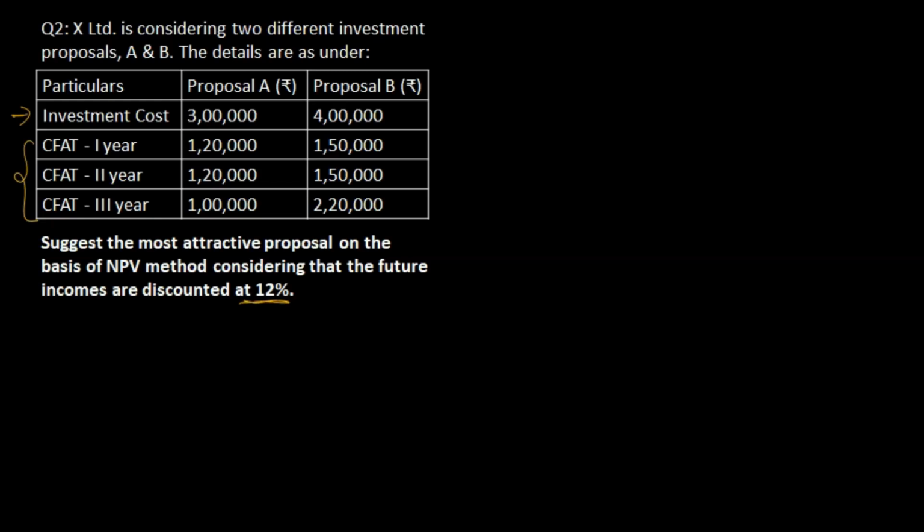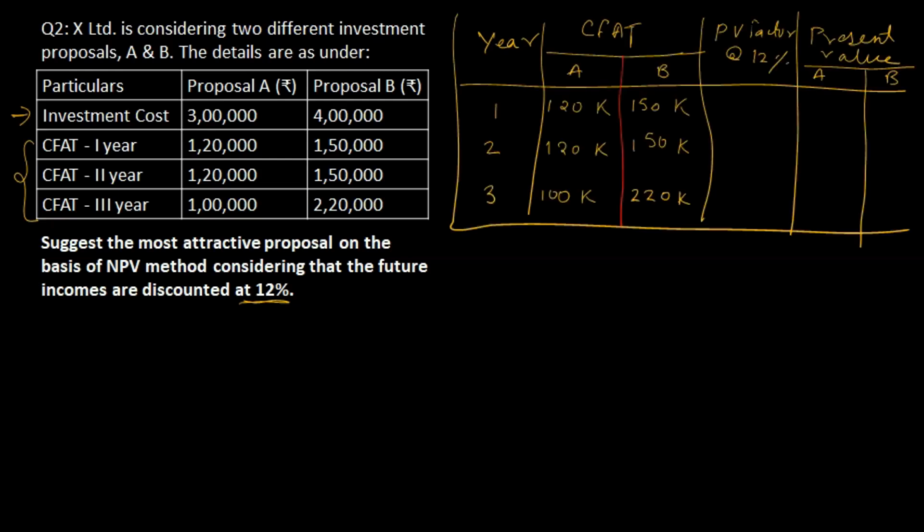So see here, PV factors are not given, so we need to find out the PV factors at the rate of 12%. So we'll create the same table. Year we will take, and then CFAT is given. I will note down all the things. So here I have written the CFAT for proposal A as well as for proposal B. Now we need to find out the present value factor. 12% is given in the question.